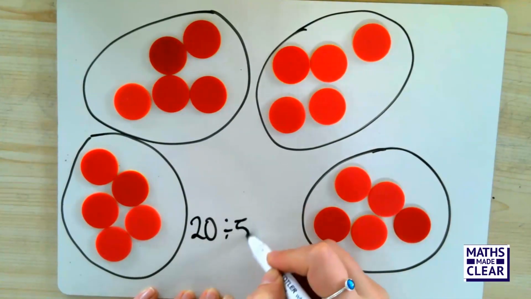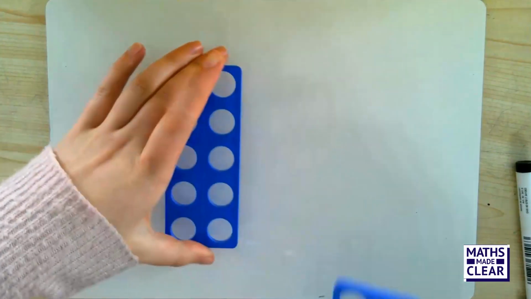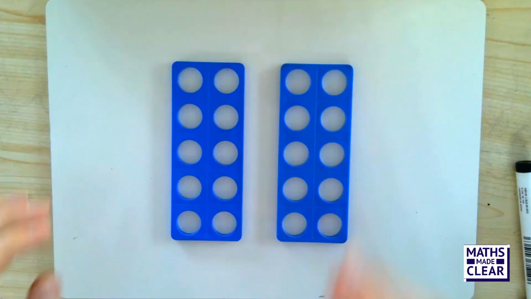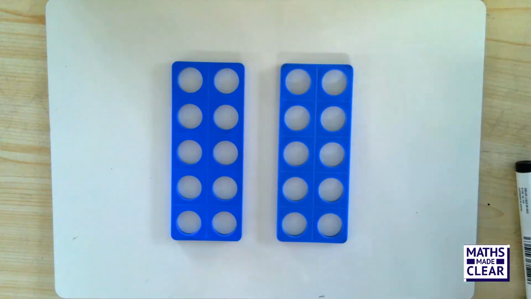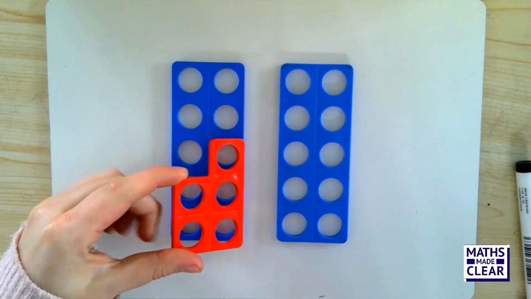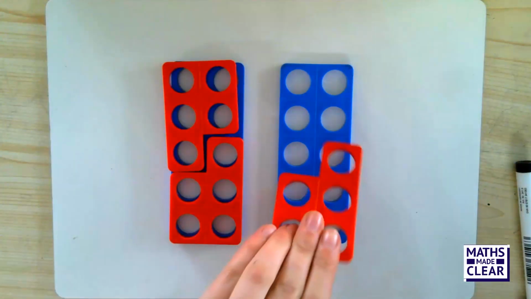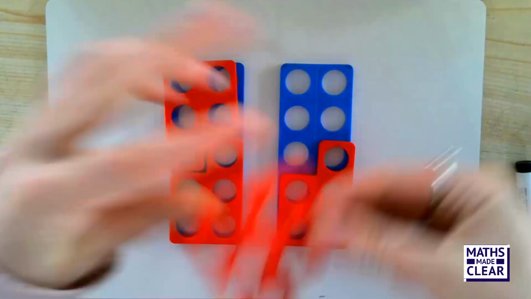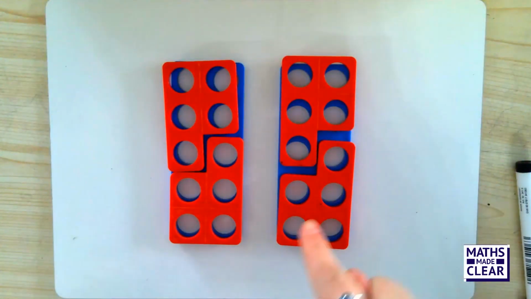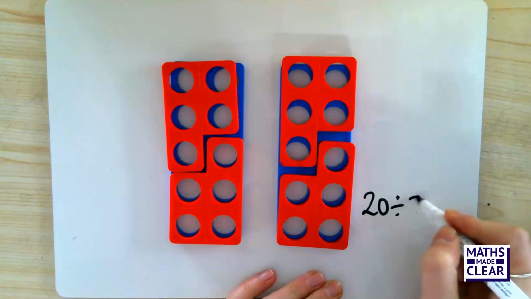We could use counters to show this, or we could show this by using Numicon. So here we are. We've got 2 sets of 10 Numicon to make 20. We know that we're dividing by 5, so I'm going to get my 5 Numicon, and I'm going to place it on top of my 10 Numicon so that all of the Numicon is covered up. Then I'm going to count how many groups of 5 I've got, how many pieces of 5 Numicon I've got. Oh, I've got 1, 2, 3, 4. So I know 20 divided by 5 equals 4.